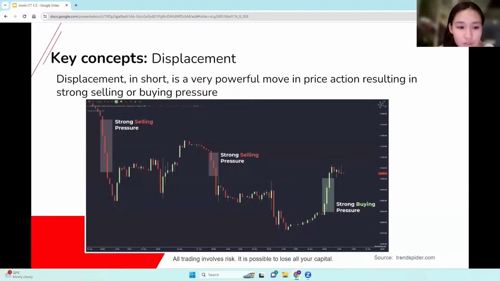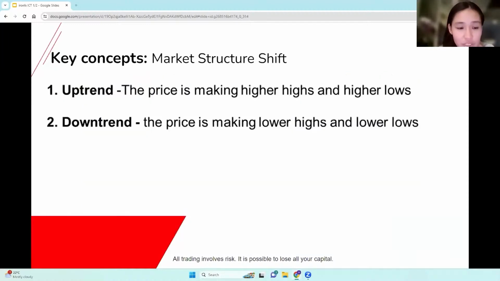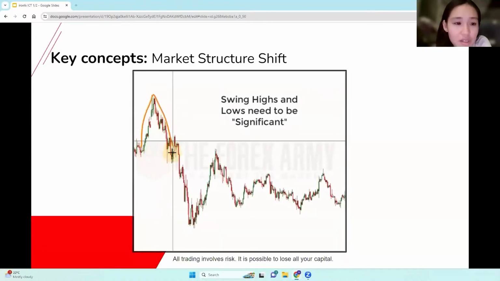Okay, if not, let's move on to the next key concept, which is a market structure shift. There are two major market structure shifts. It's just another way of saying it's a trend. We have an uptrend, which is when the price is making higher highs and higher lows, and a downtrend in which the price is making lower highs and lower lows. So it's pretty straightforward, but if we are referring to something that we talked about previously, you can see in this example, we have swing lows.